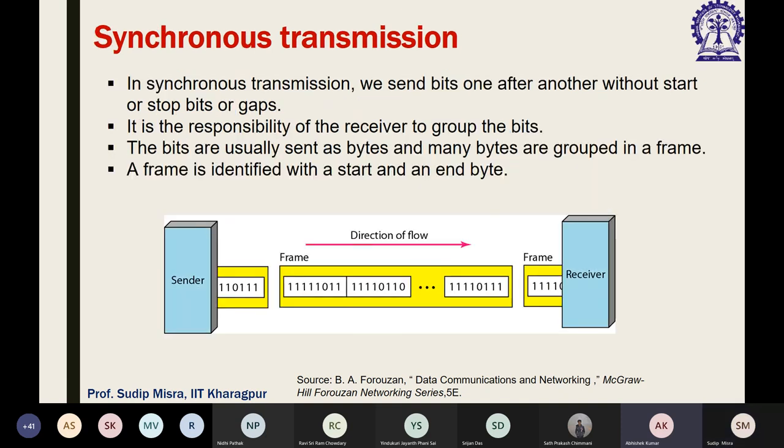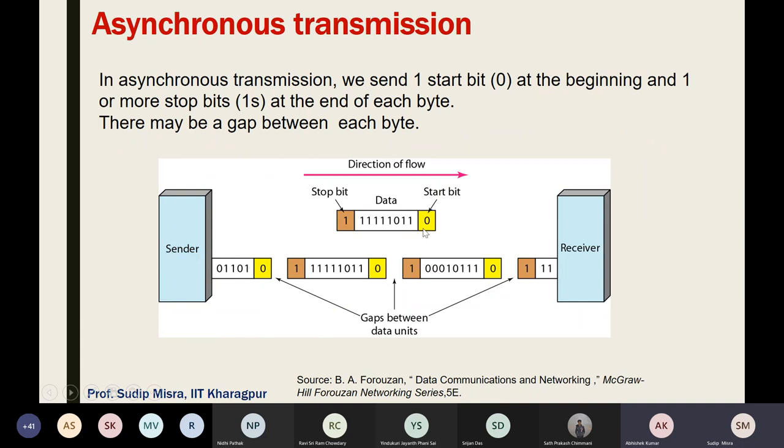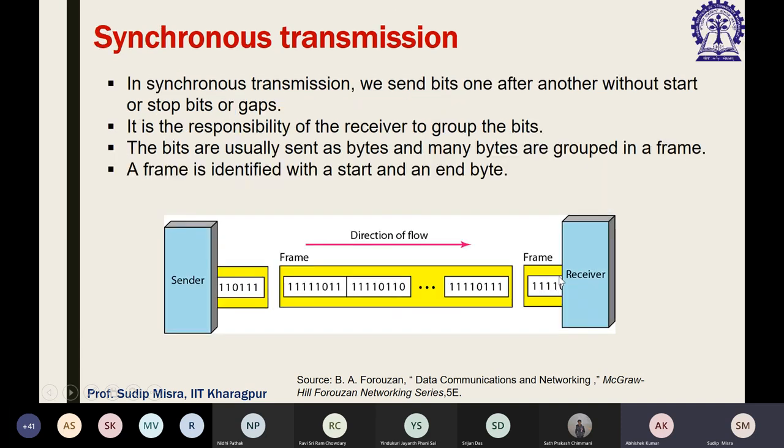Now, there is another type of transmission. The problem with asynchronous transmission is that you had to use these additional start and stop bits. While this makes it easier to demarcate the start and the end of the data units, it adds more data to the communication channel. So for this, you can take help of another type of transmission, called synchronous transmission, which doesn't use any kind of start bit or stop bit.